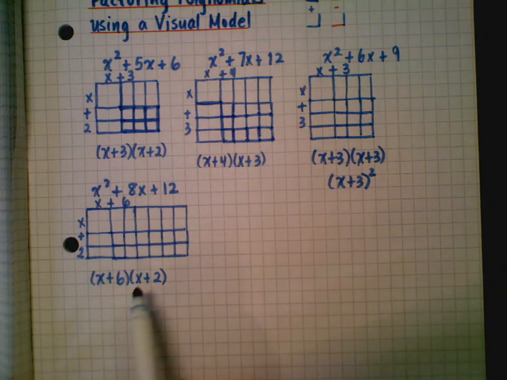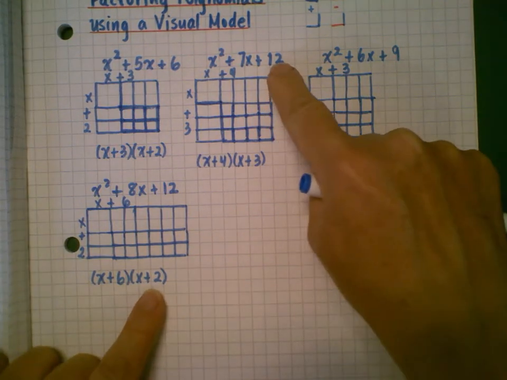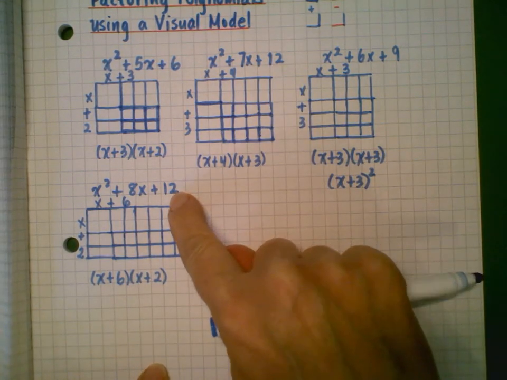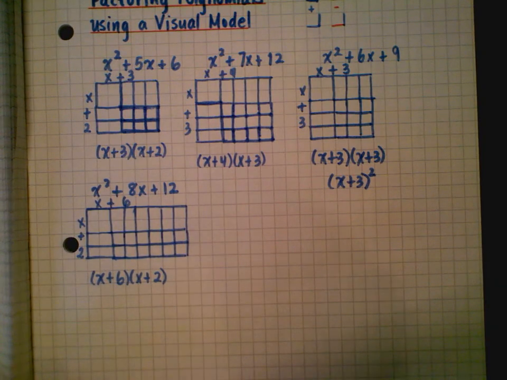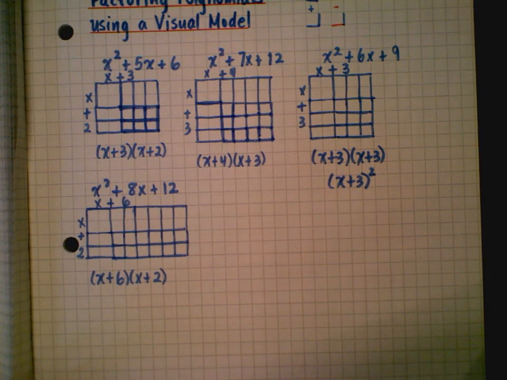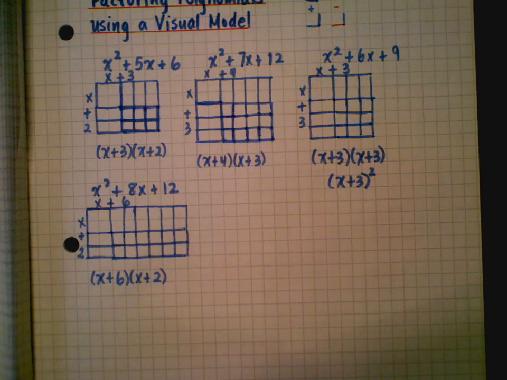So the reason I did that example was to show you that the constant term is not enough information. You also have to consider that middle term when you're trying to figure out what the factors are. In the next video, I will show you how to do similar visual modeling for trinomials that include negative values.